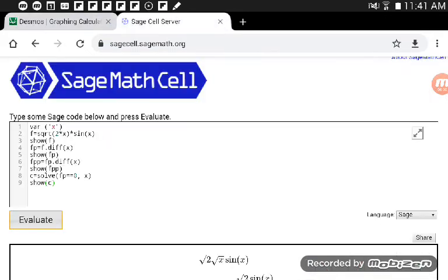Well, I went to Sage Cell, and I said var x. I typed in f equals my square root of 2x times sine x, showed f. Then I computed the derivative of f with respect to x, showed that, called it fp. Then I took the derivative of fp with respect to x, called that f double p, showed that. And then I also tried solving fp equals 0, f prime equals 0, for the critical numbers, called that c and showed c, hit evaluate.